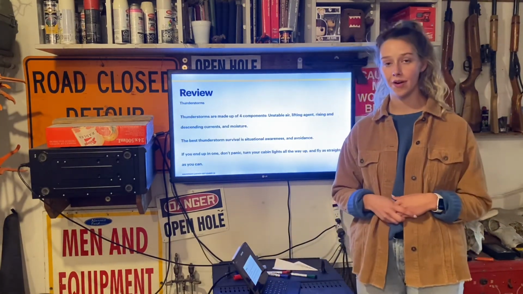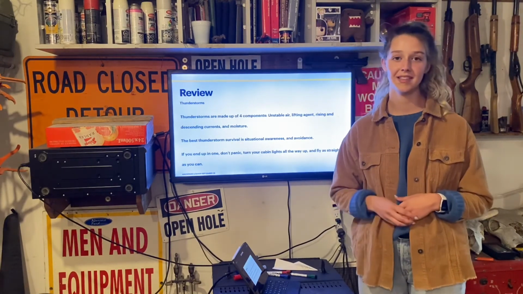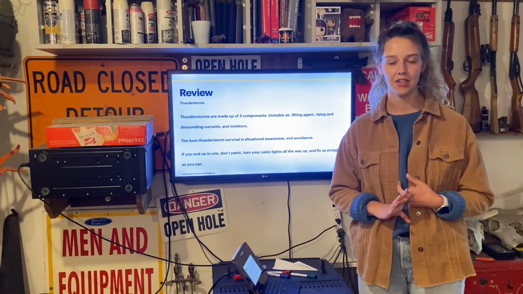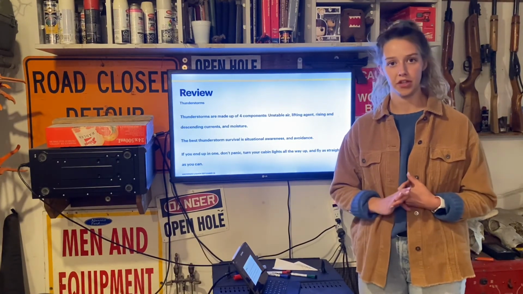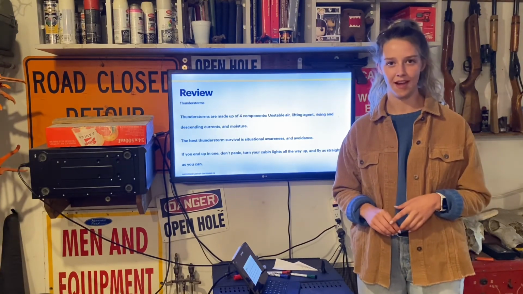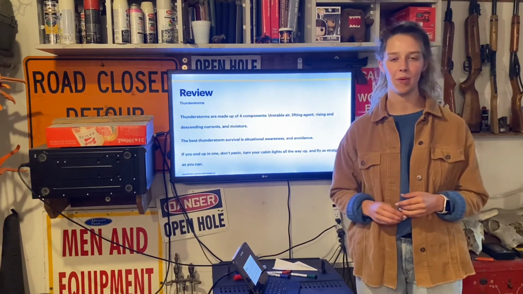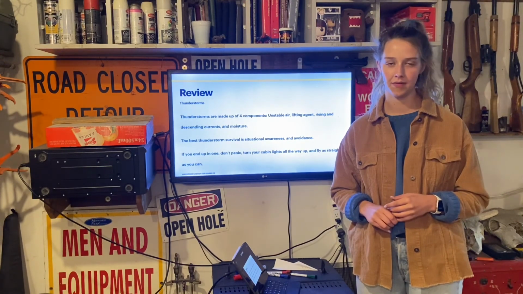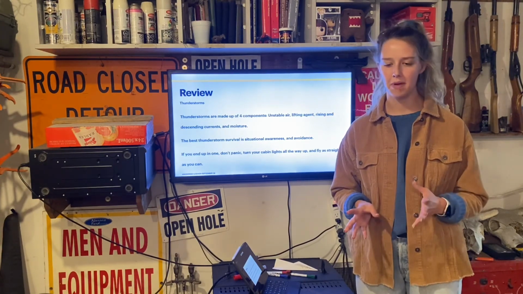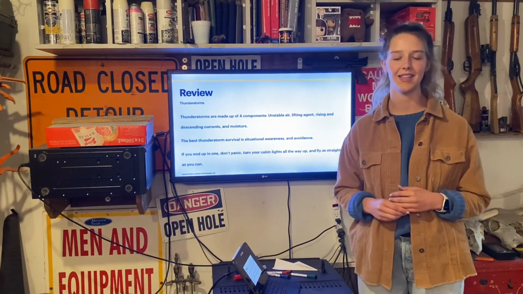A quick review on everything that we've learned today. To make a thunderstorm, we need 4 components: unstable air, a lifting agent, rising and descending currents, and moisture. Avoidance is the best key to surviving a thunderstorm. Be situationally aware and make sure to check the weather before you go out on a flight. Now, if you do get caught inside of a thunderstorm, don't panic. Turn your cabin lights on and fly as straight and steady as possible.